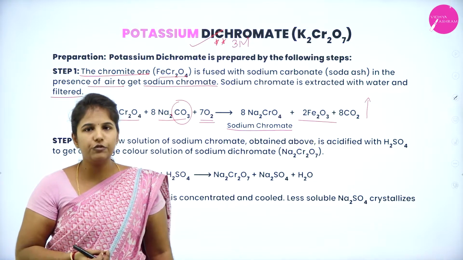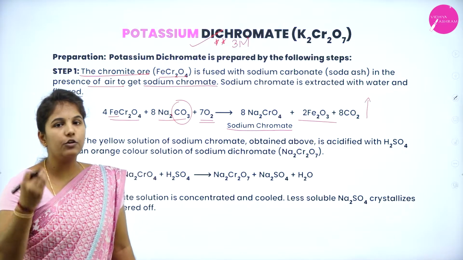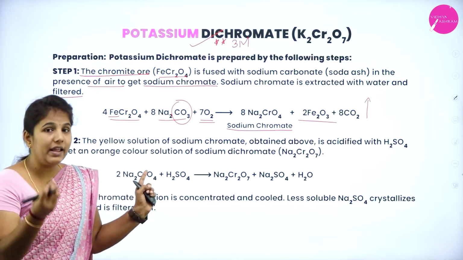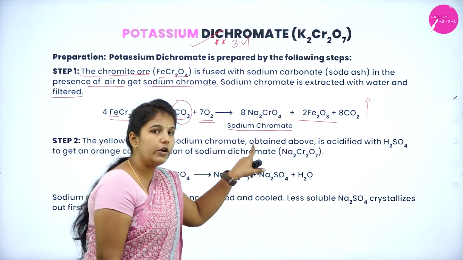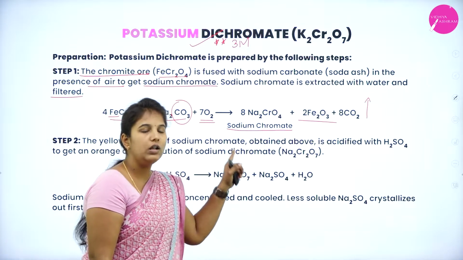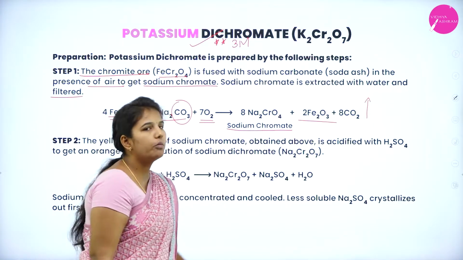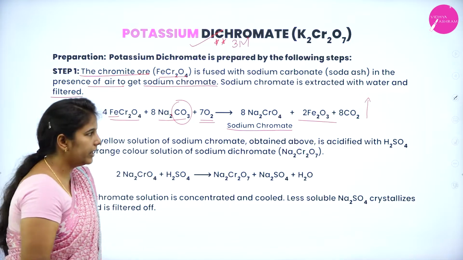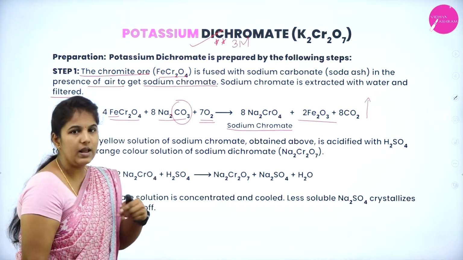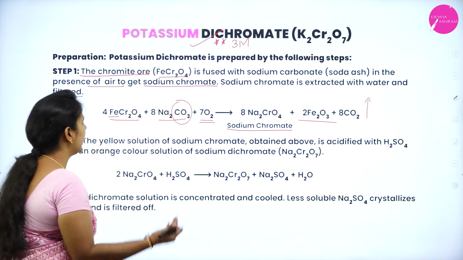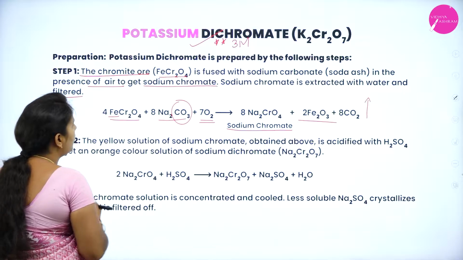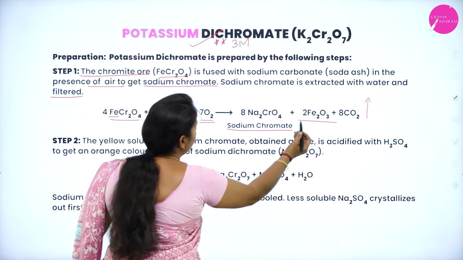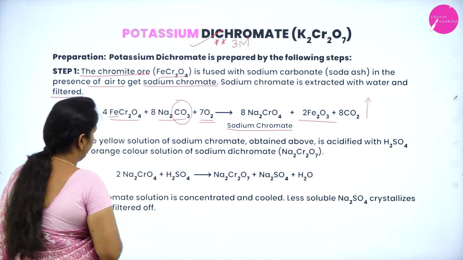This is the first step, where chromite ore is treated with sodium carbonate and air to form sodium chromate, with the formation of iron oxide and carbon dioxide. Once you write that reaction, please practice it with balancing, as I have told you. So how many irons will be there? On the left hand side, you can see 4 iron. So it is 2 Fe2O3.